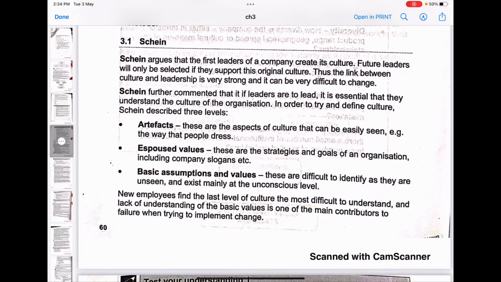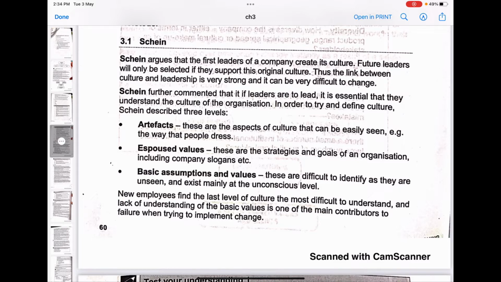Schein further commented that if leaders are to lead, it is essential that they understand the culture of the organization. In order to try and define culture, Schein described three levels. Artifacts. These are the aspects of culture that can be easily seen. Example, the way that people dress. So the first thing is artifacts. Artifacts is anything which can be seen clearly.